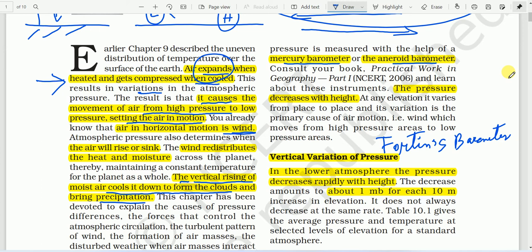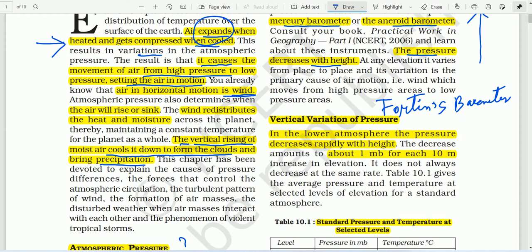You must know that pressure decreases with height. If you move upwards, pressure decreases, just like temperature in the troposphere. And at any elevation, it varies from place to place. That means pressure can vary from one place to another, which causes the movement of the air.